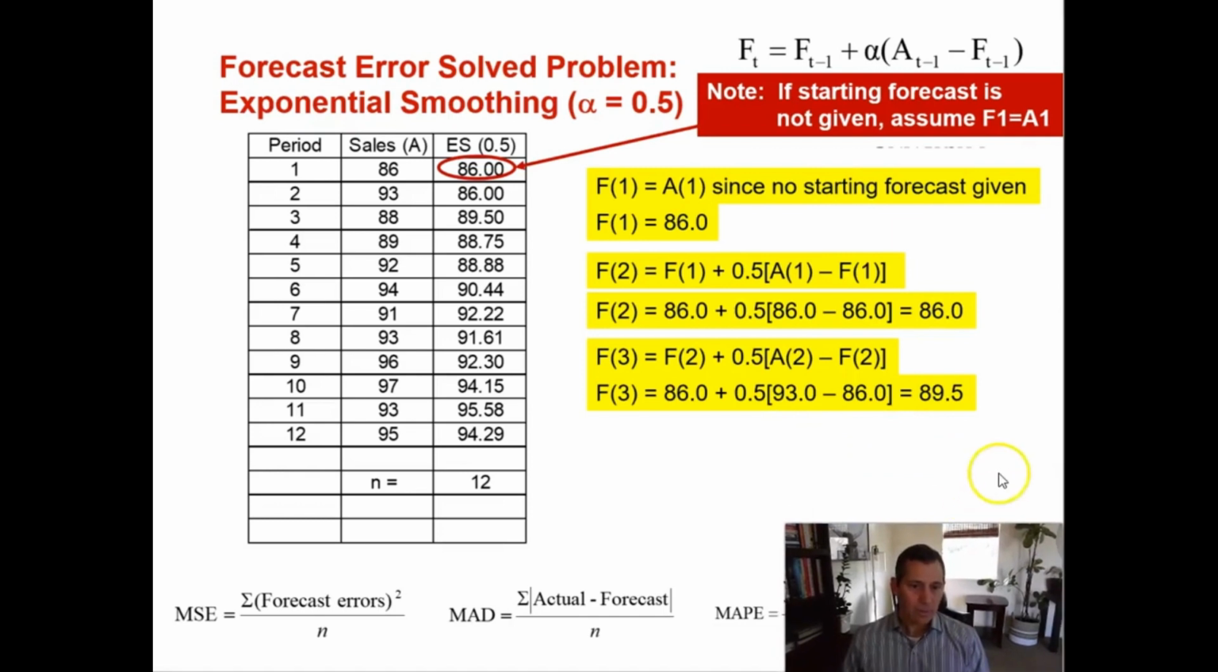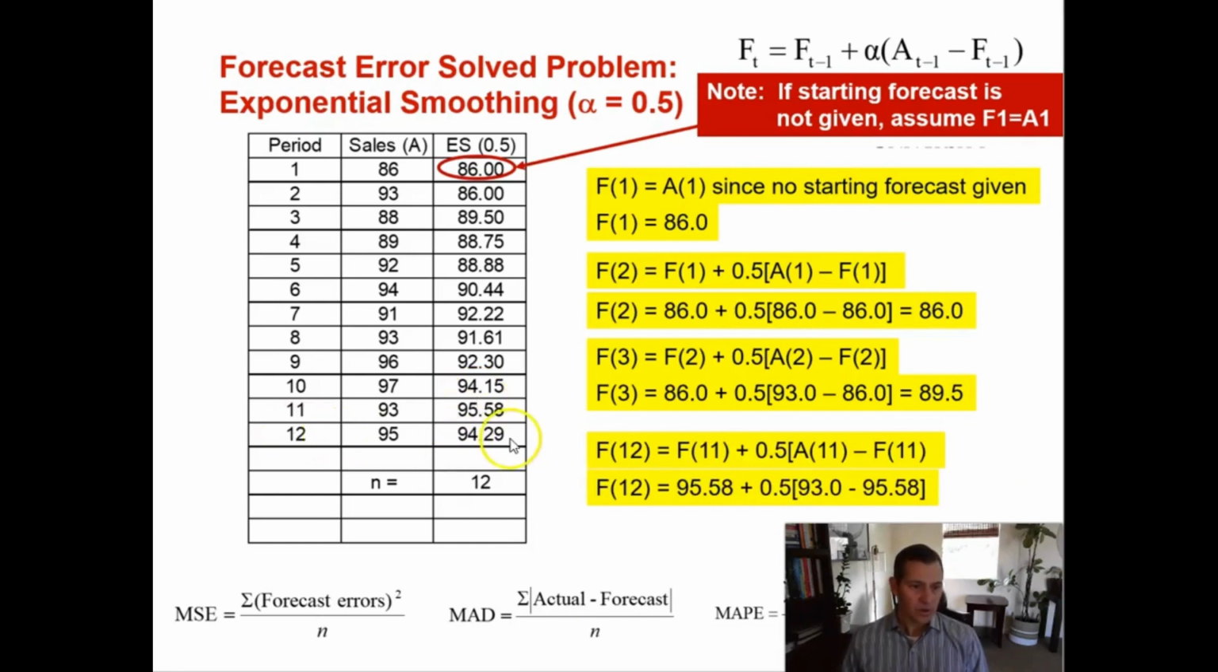Okay, so now let's keep going down a little further. Let's go to period 12. Once we're all the way down there, you're going to once again take your forecast for period 11, which was 95.58. You're going to multiply that by your 0.5 smoothing constant, and multiply that by 93 minus 95.58. So that's going to give you your forecast for period 12 of 94.29, because 93 minus 95.58 is going to give you a negative number. The negative number multiplied by your smoothing constant is going to make that forecast go down to 94.29.